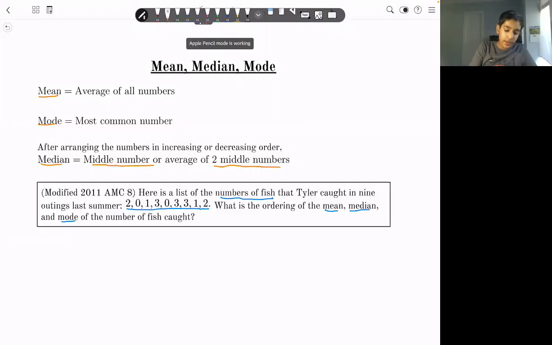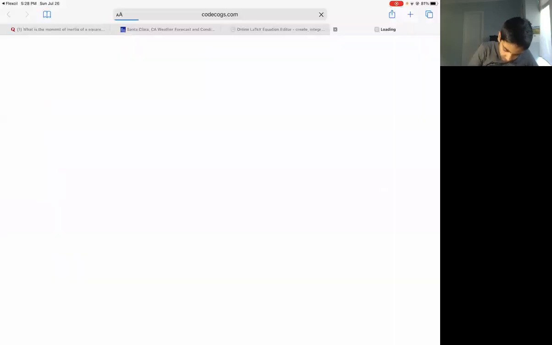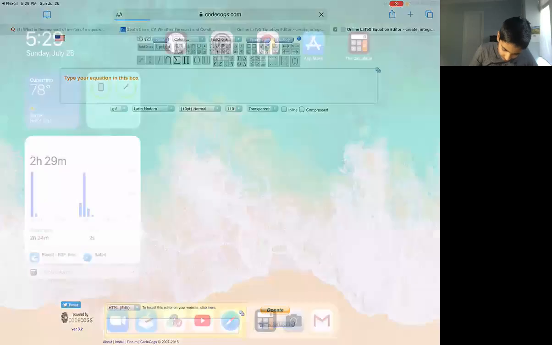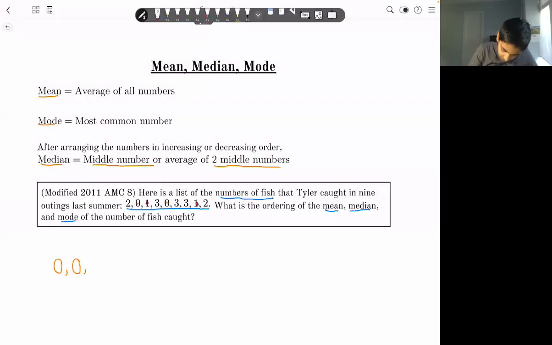In general, whenever we're trying to solve these problems, it's always best to order the list from least to greatest. So we can just do this. We see that there are 2 zeros, so 0, 0. Now there are going to be 2 1s. And then after that, there are 2 2s. And then there are going to be 3 3s.